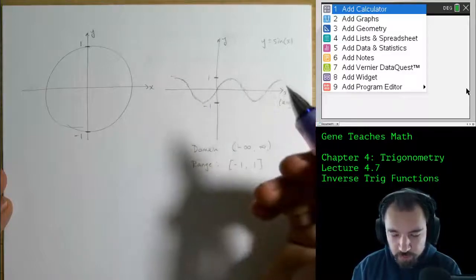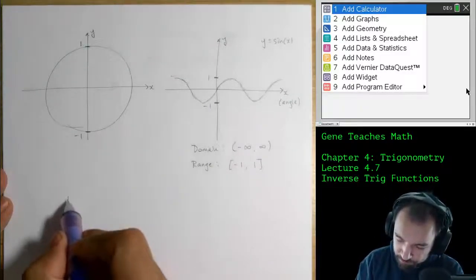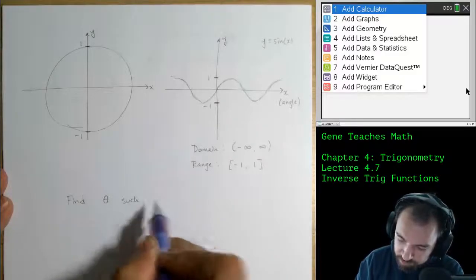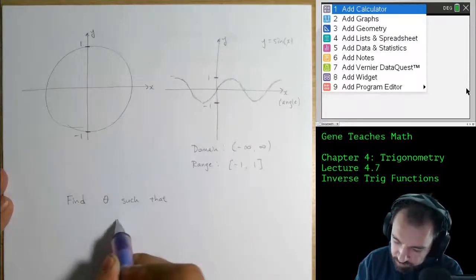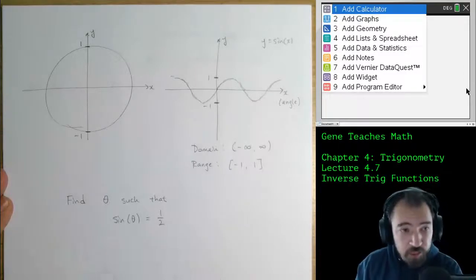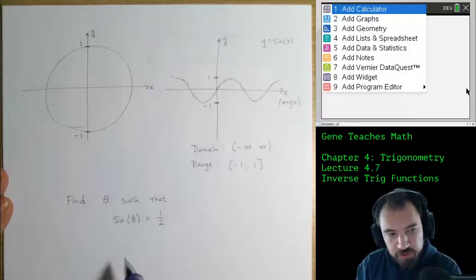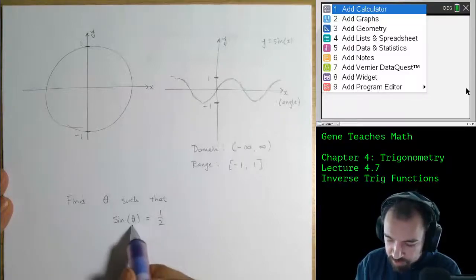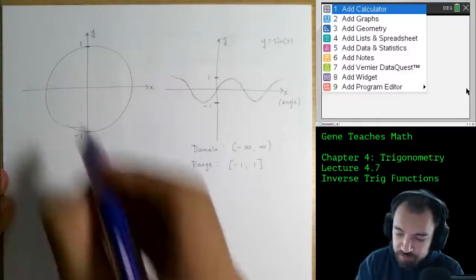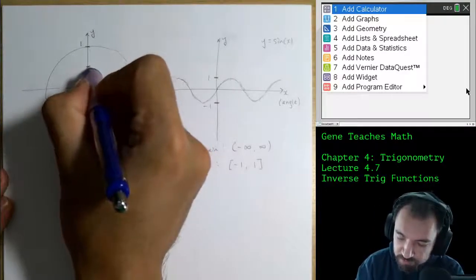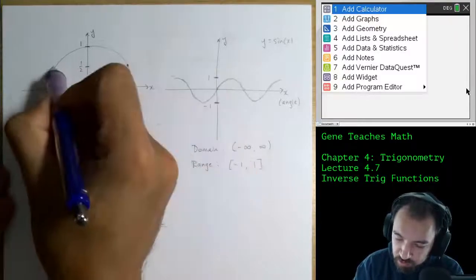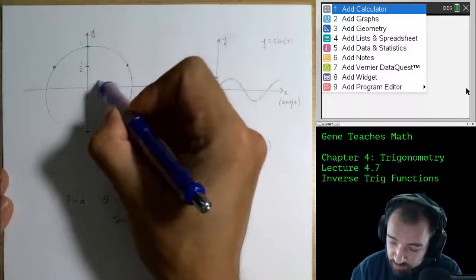However, what if I were to ask the following question? Find theta such that sine of theta equals 1/2. So to understand what this statement means, I need to find an angle such that the y-coordinate in the unit circle is positive 1/2. So positive 1/2 right there. I need to find an angle where the y-coordinate is that value.